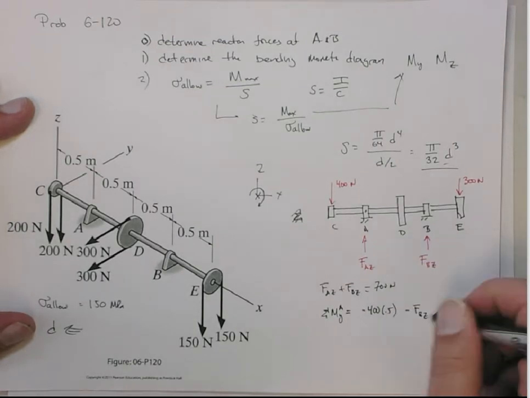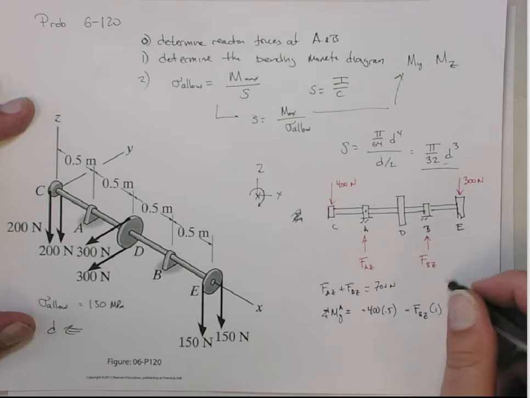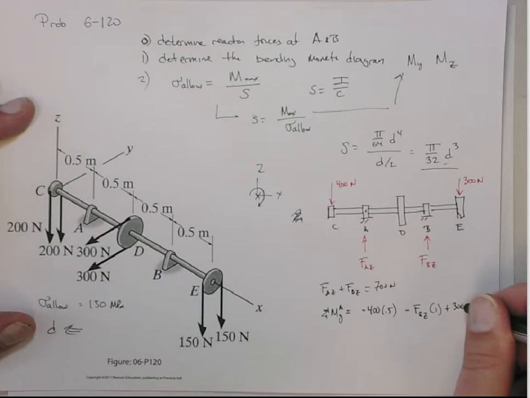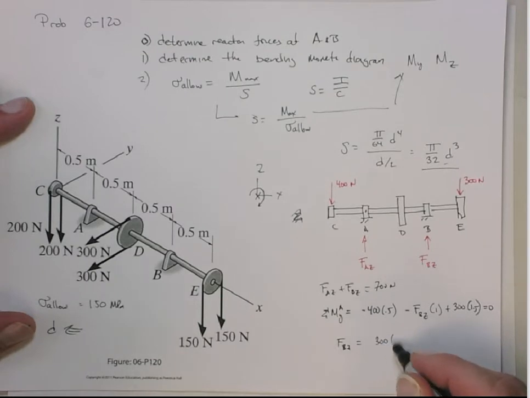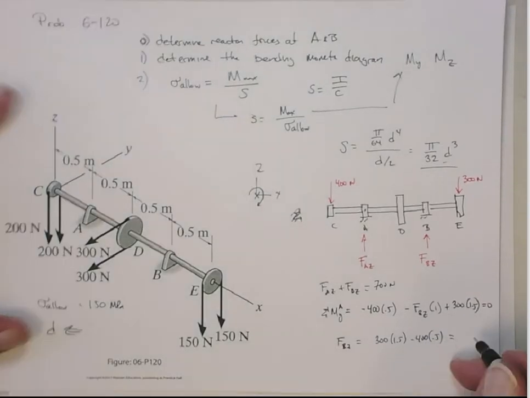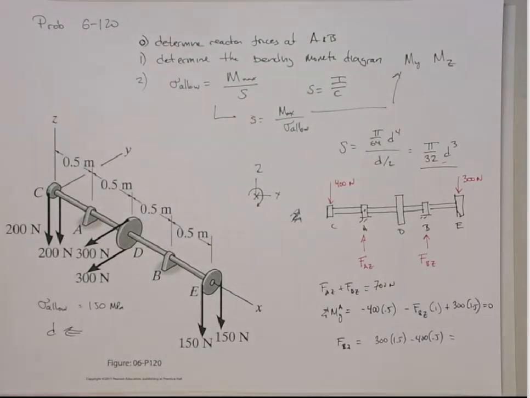Then we have another negative moment, FBz. Its moment arm is 1. And then we have a positive moment of 300, and its moment arm is 1.5. That all goes to 0. So that gives me that FBz is equal to 300 times 1.5 minus 400 times 0.5, which equals 250. It's a minus 200.